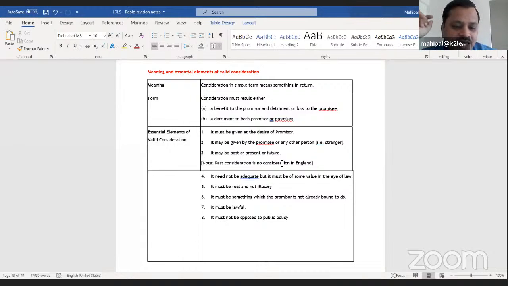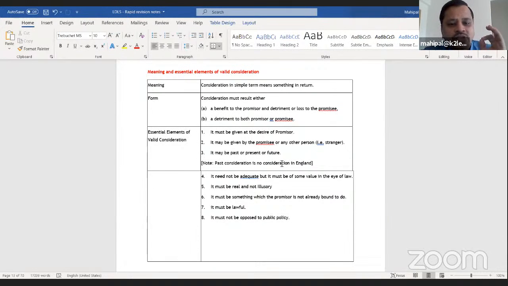Dear friends, again an important 6-mark question, essential elements of valid consideration. Whenever this question is asked for 6 marks, first write what is consideration, then go on to write the essential elements. So consideration, you have to remember. If you don't remember the definition also, no problem. In layman's language, you have to write consideration in simple terms means something in return. Clear? In Latin, it is termed as quid pro quo.